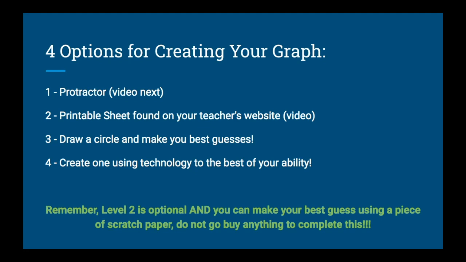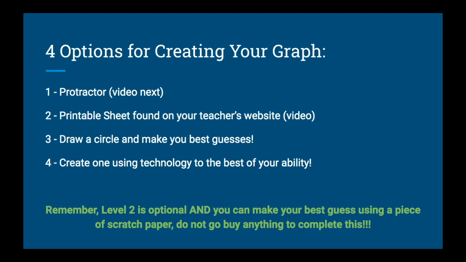It actually does use percentages because it takes a circle and breaks it into 100 pieces. You can also draw a circle on a piece of paper if you don't have a printer, and you can make your best guess. If you have a protractor, you could use the protractor. If you don't, you can kind of mark where 50% would be and so forth, and kind of go from there. And then your fourth option is to create one using technology to the best of your ability.